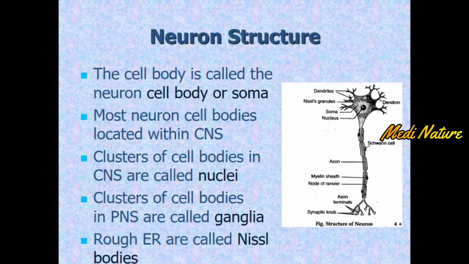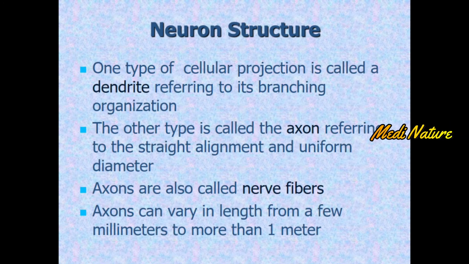The clusters of cell bodies that are located in the central nervous system are called nuclei. When these clusters of cell bodies are located in the peripheral nervous system, they are called ganglia. The rough endoplasmic reticulum located in a neuron is called Nissl bodies. One type of cellular projection is called dendrites, because it has a branching organization. And the other type is called axon, because it has a straight alignment and also uniform diameter. These axons are also called nerve fibers.